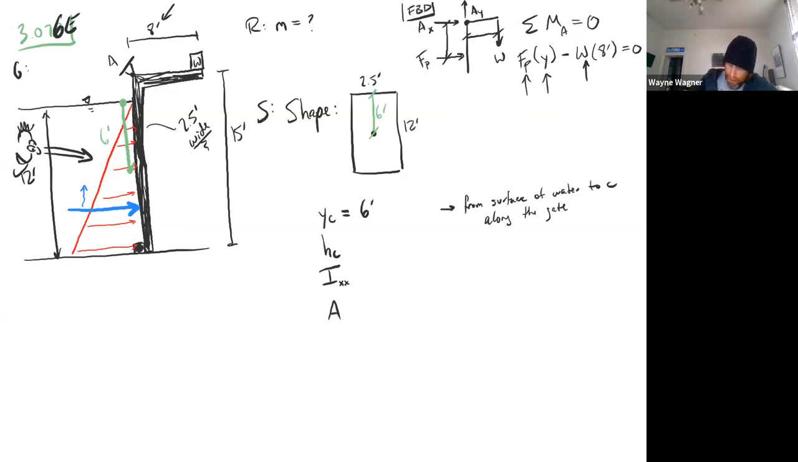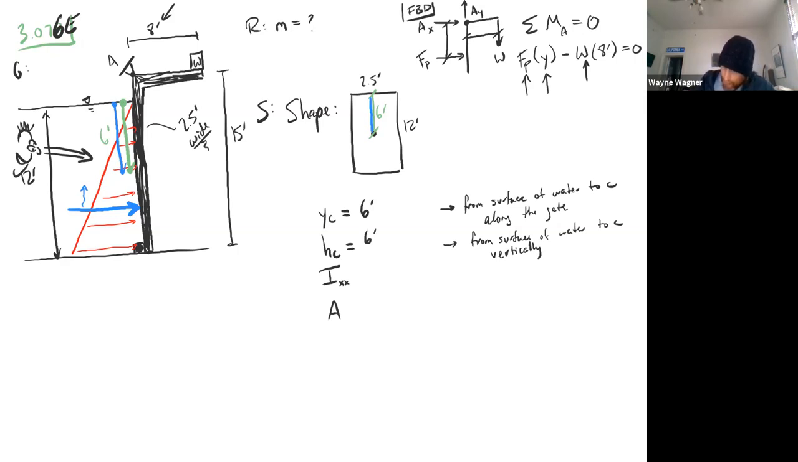Now H sub C, in this case, is the same, but it has a slightly different definition. It's from the surface of water to the centroid vertically. In this case, they're exactly the same thing because the face is vertical. The face is not always vertical, but it just is in this case. So if I were to draw that, it's the exact same drawing. This is along the vertical direction, and again, it's the same 6 feet.